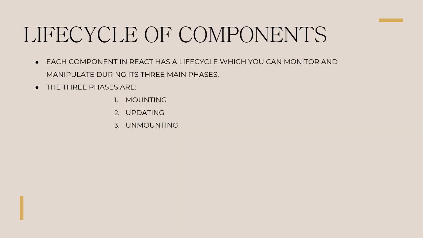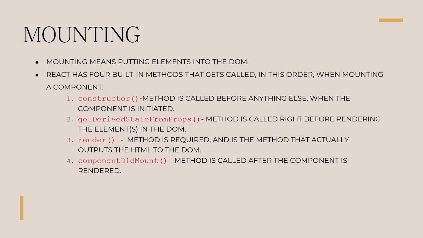Now let's move on to the final topic, the lifecycle of components. The lifecycle of components is a sequence of methods that are invoked during the different stages of a component's existence. There are three main phases: mounting, updating, and unmounting. Let's look at mounting. Mounting means putting elements into the DOM. It occurs when the component is first initialized. This has four built-in methods.